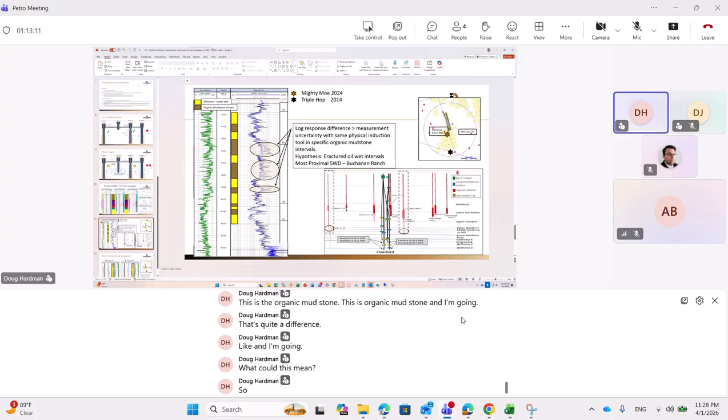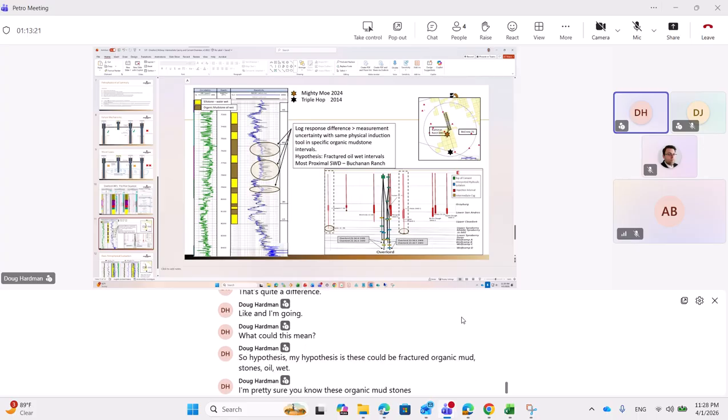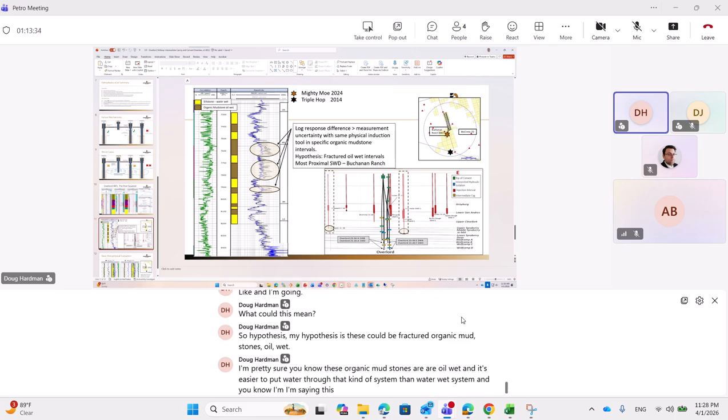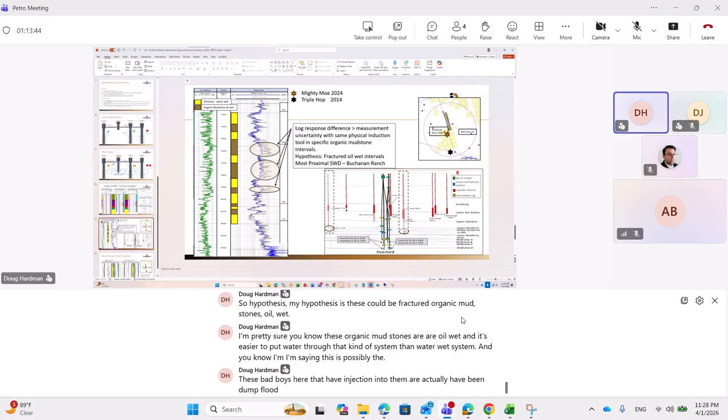My hypothesis is these could be fractured organic mudstones, oil wet. I'm pretty sure these organic mudstones are oil wet, and it's easier to put water through that kind of system than a water wet system. And I'm saying that possibly these bad boys here that have injection into them have actually been dump flooding this area for now.